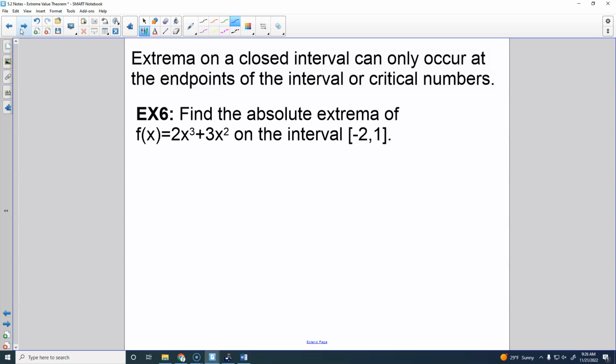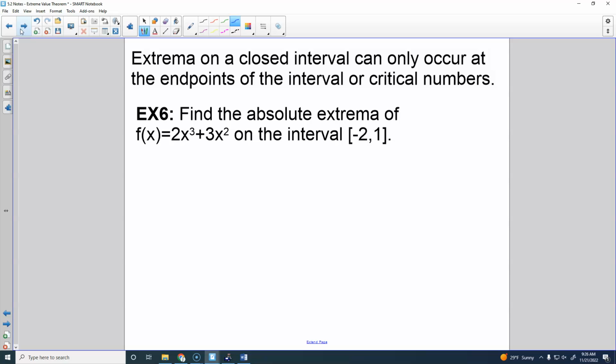Extrema on a closed interval, so extrema is maximums or minimums, can only occur at the endpoints of the interval or critical numbers. Okay? So places where your derivative is 0 or undefined. So you can only have these absolute maximum or minimum points either at the endpoints or at those places where you have a critical number. It's not going to happen anywhere else. So your derivative is either 0, undefined, or it's one of the endpoints of the function.